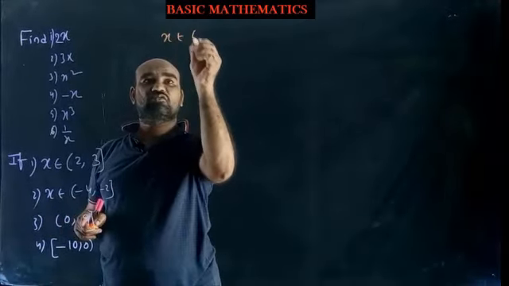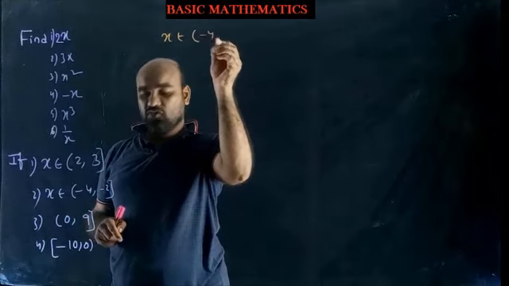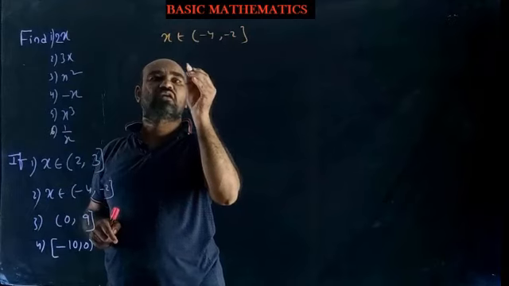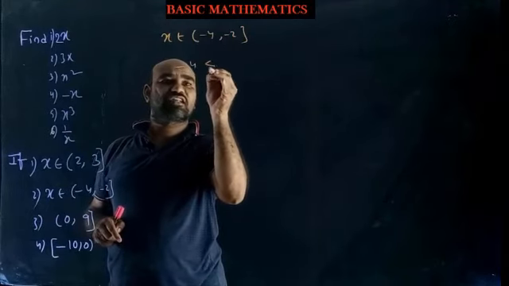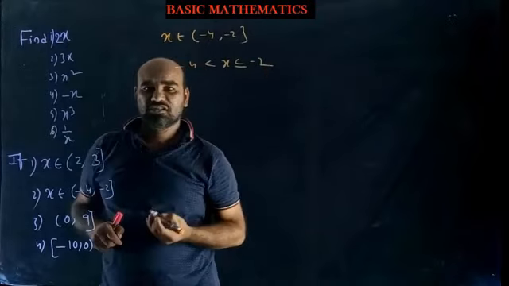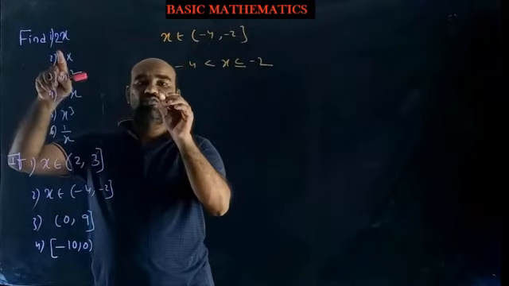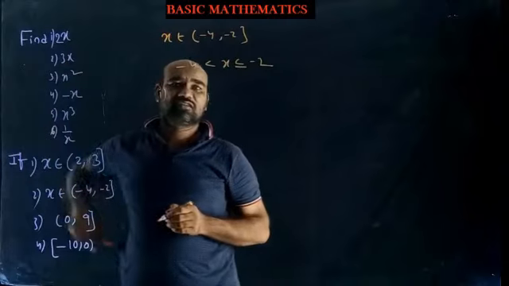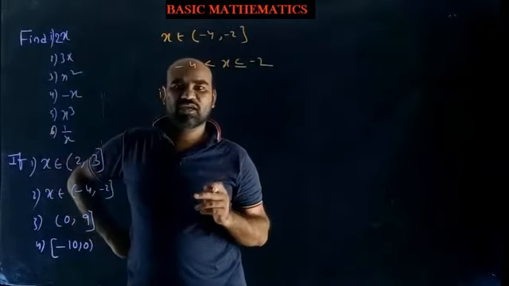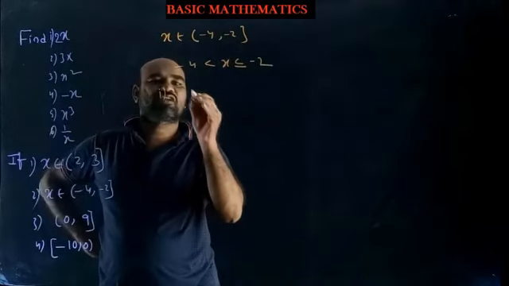x belongs to open minus 4 to minus 2 closed, or minus 4 is less than x is less than or equal to minus 2. This is the problem. First one, 2x: we want to multiply 2 on all sides. Nothing happens to the inequality because 2 is a positive quantity.